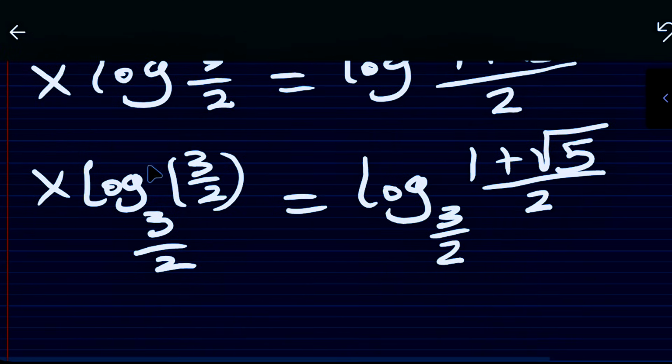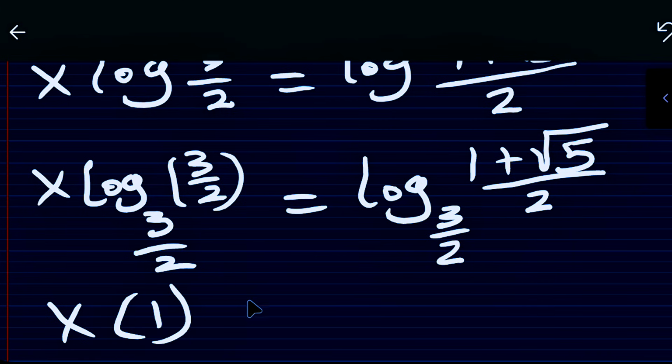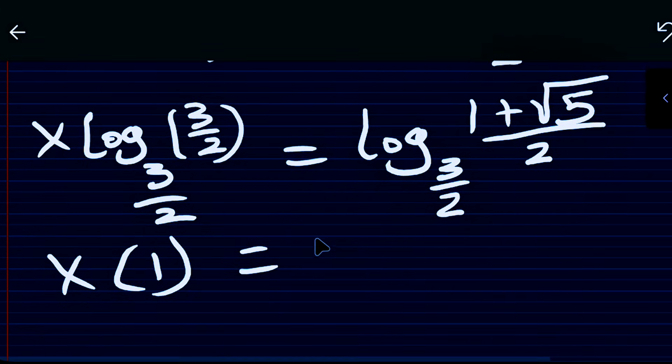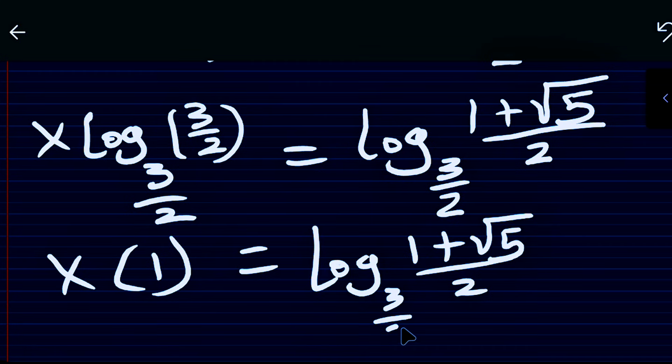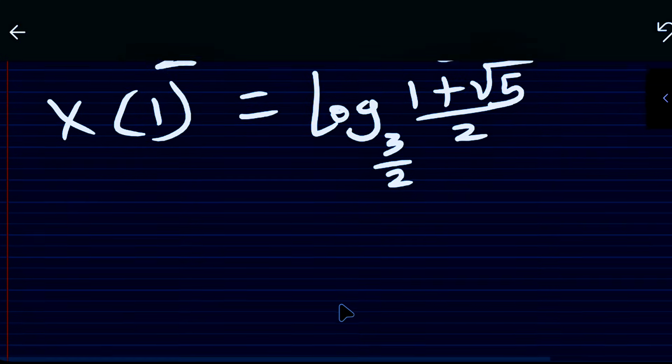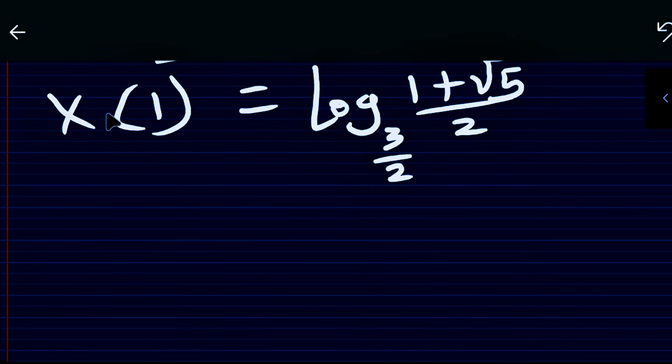So looking at this left hand side, recall that log of the same base equals 1. It simply means that we are going to have x multiplied by 1, and this equals log of (1 plus square root of 5 divided by 2) base 3 divided by 2. Now 1 multiplied by this x here, we are left with x.